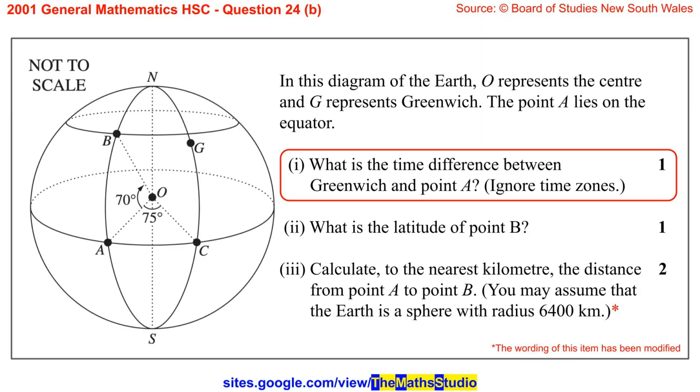Question 24. Part B. In this diagram of the Earth, O represents the centre and G represents Greenwich. The point A lies on the equator. Part 1. What is the time difference between Greenwich and point A? Ignore time zones.